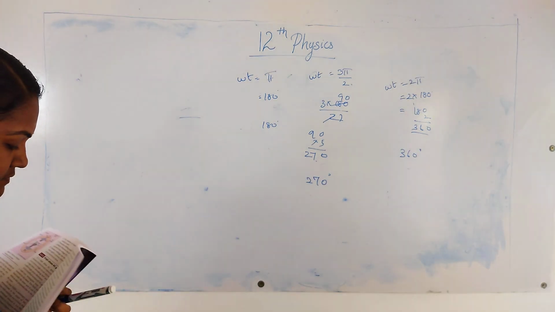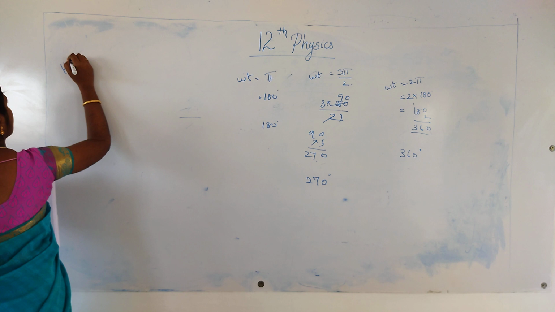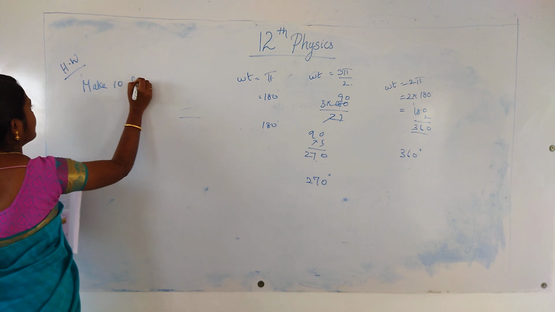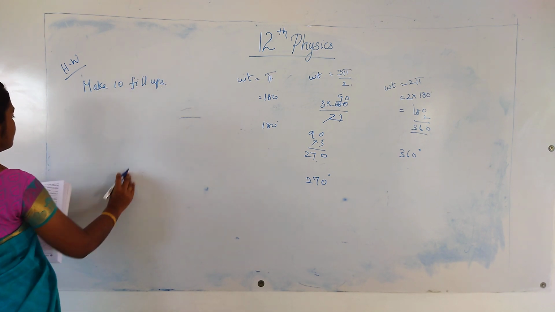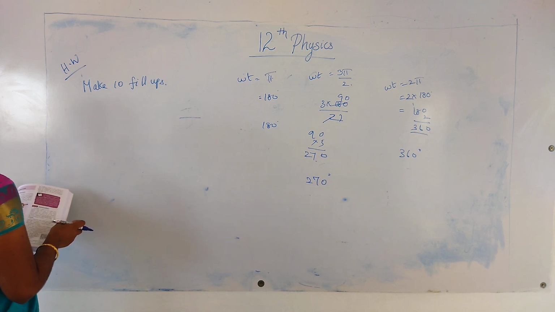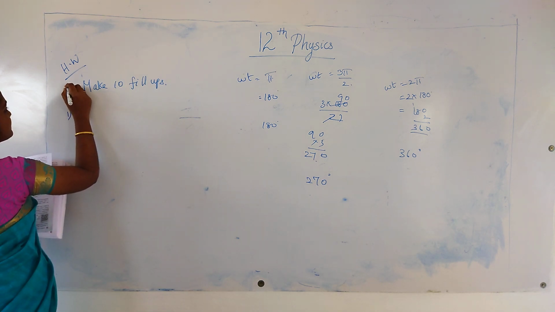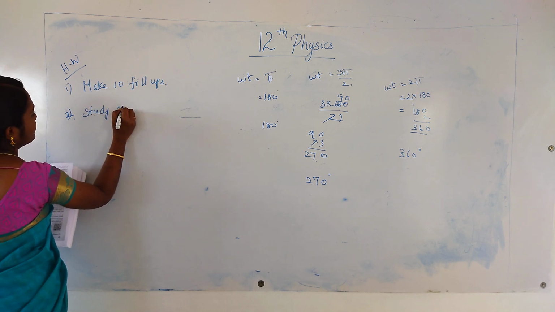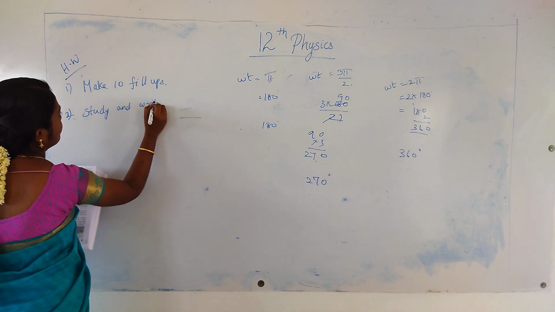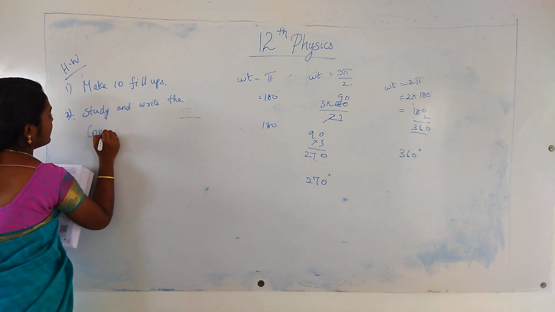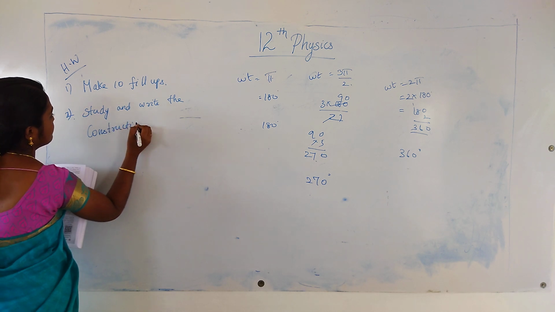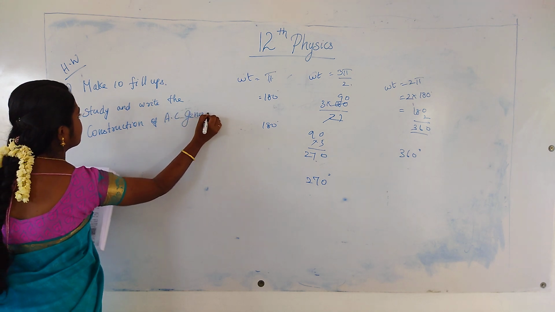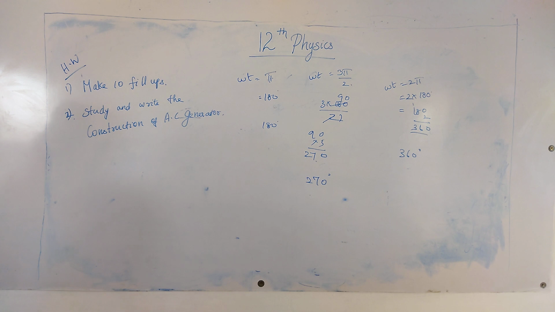Today's homework is to make 10 fillers. Then study and write the construction of AC generator. This is your homework.